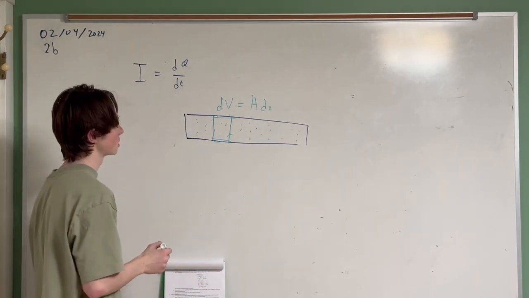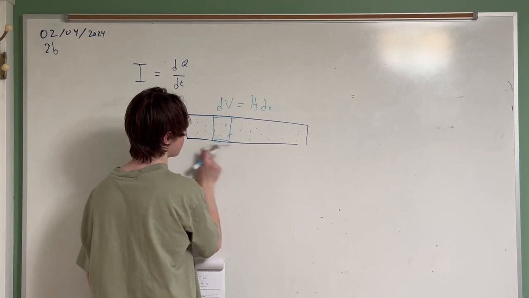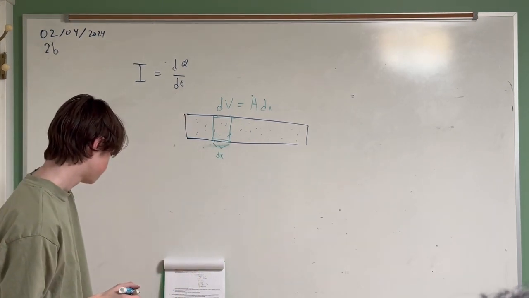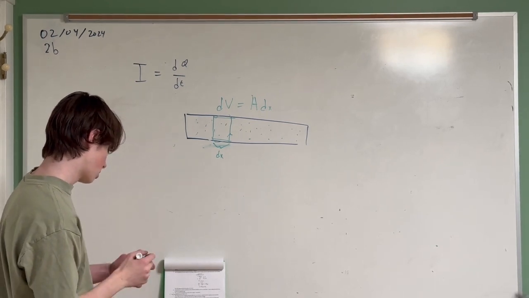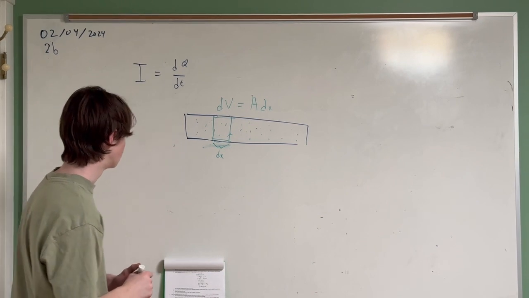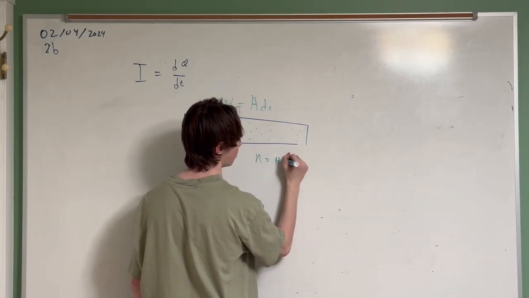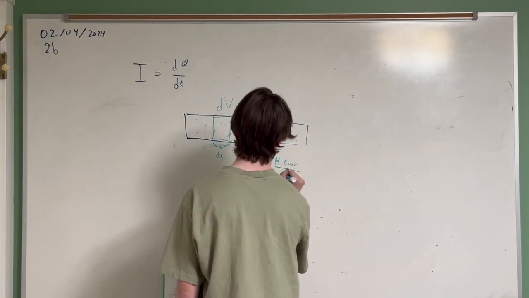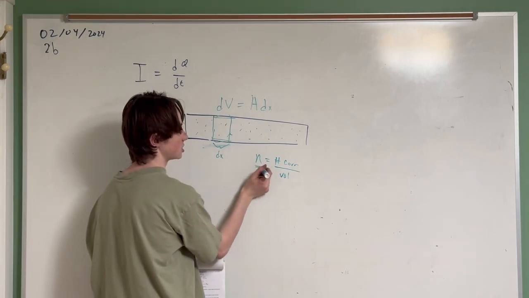The wire has a cross-sectional area, and this little width we call dx. We're also going to assign a variable called n, which is the amount of what's called carriers per volume. So this is the carrier density. N is the carrier charge density.